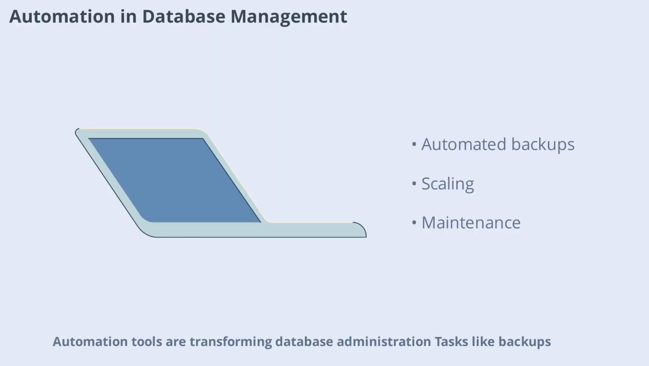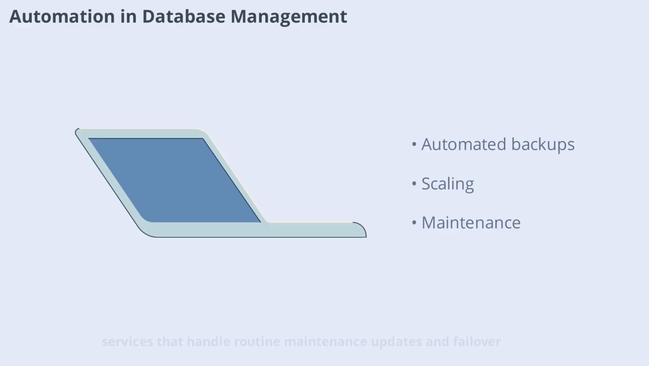Automation tools are transforming database administration. Tasks like backups, scaling, and performance tuning can now be automated, reducing manual effort and errors. Cloud platforms offer automated database services that handle routine maintenance, updates, and failover. Automation frees up DBAs to focus on strategic planning and optimization, making database management more efficient and reliable.